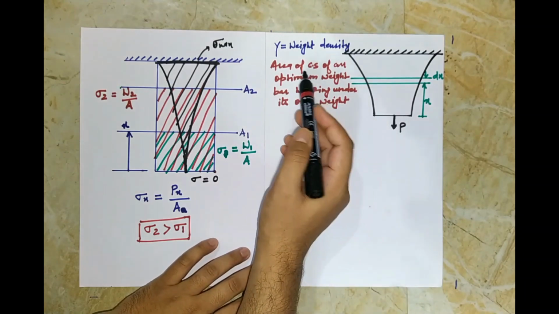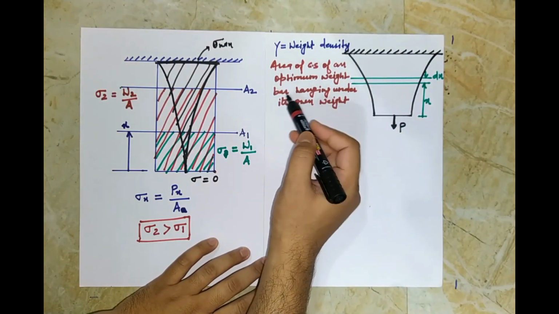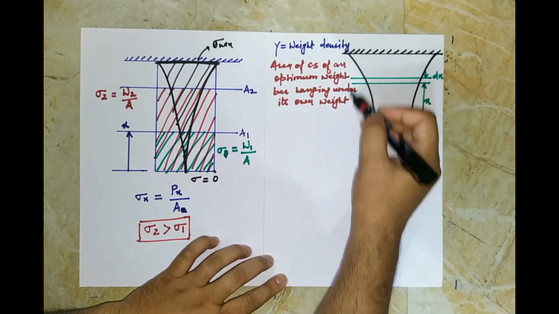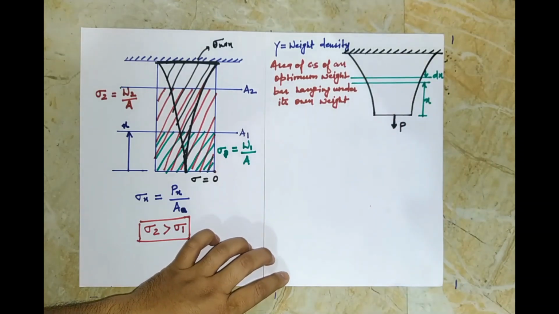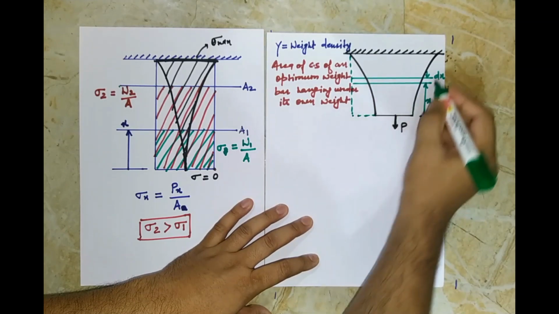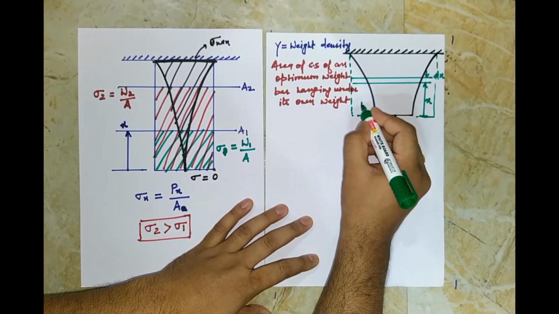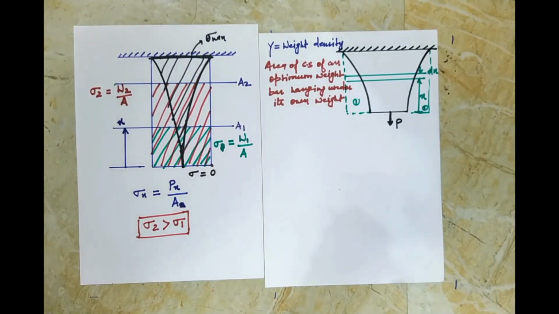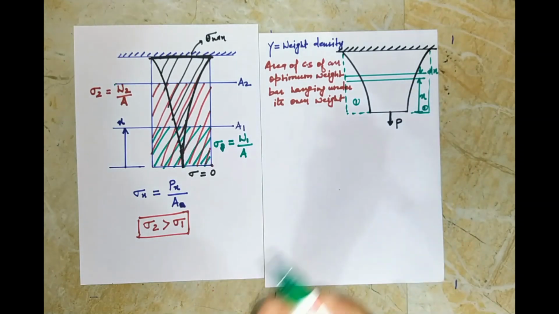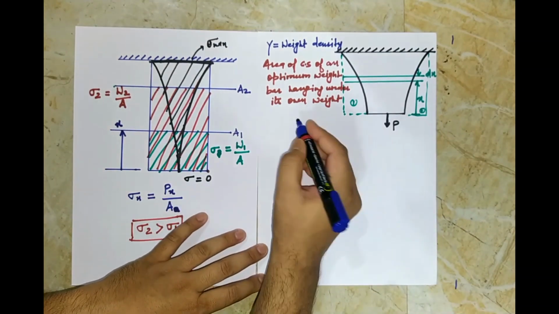So here our problem is the area of cross section of an optimum weight bar hanging under its own weight, because if we take this cross section area variation throughout the length, then we can effectively save this much material. So now we'll find an optimum bar hanging under its own weight such that the stress is uniform throughout the volume of the bar, for which we'll first find out what is the stress.